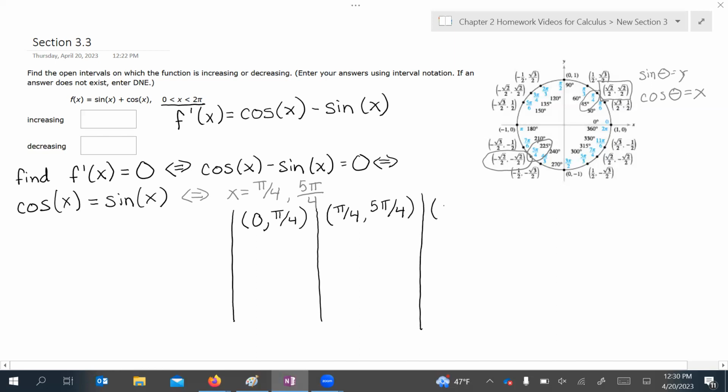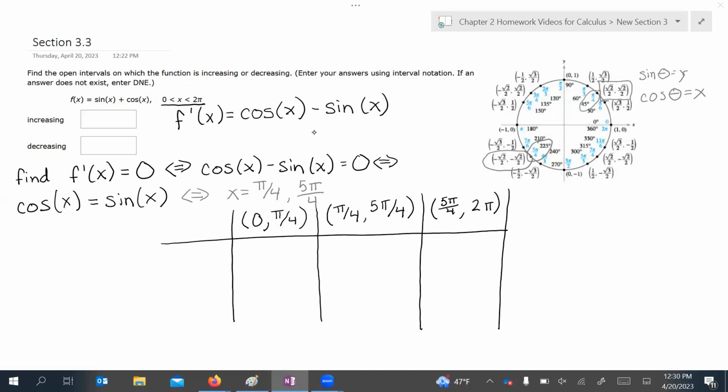Our third interval is going to go from our critical value of 5 pi over 4 to 2 pi. Now we are just concerned with what the sign of f prime is, so you don't necessarily have to go through and compute everything that is f prime. I do recommend, though, picking a test value in that interval. Find f prime of your test value.